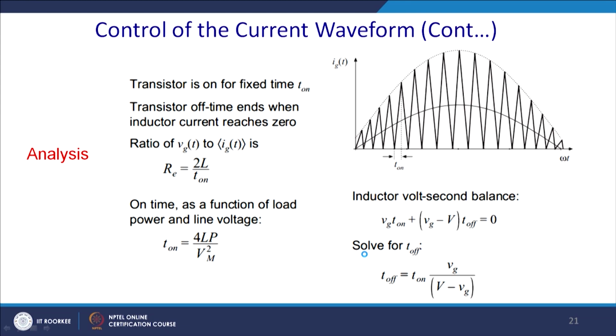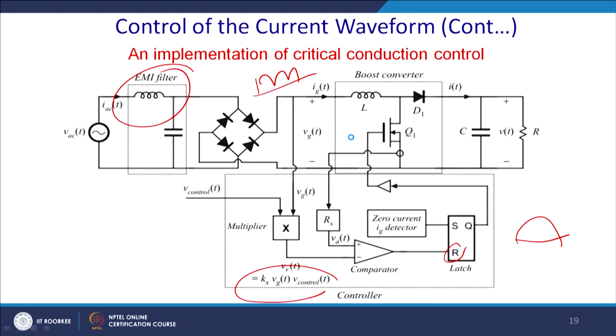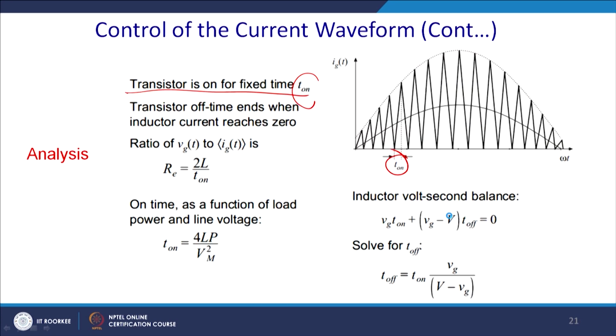Now, we shall ensure that the transistor is on for a fixed time T on. So, this is the on time control. The transistor turns off, and the off time ends when the inductor current reaches 0. Please refer to the model, you know how you reset it and how it will be triggered here. So, the ratio of Vg to Ig is actually related to 2L by T on, and the on time is a function of the load power and the average voltage.